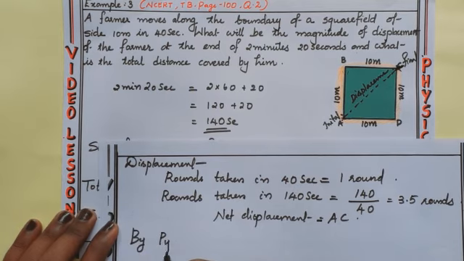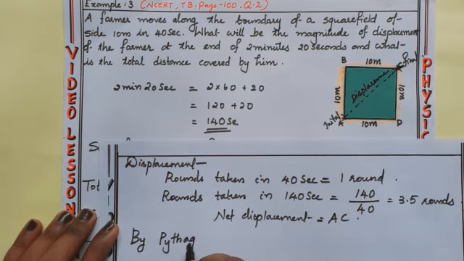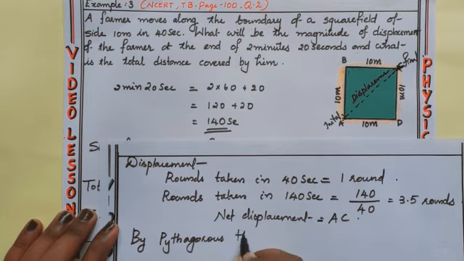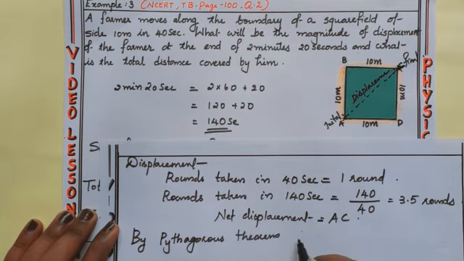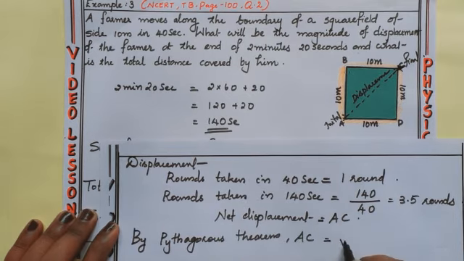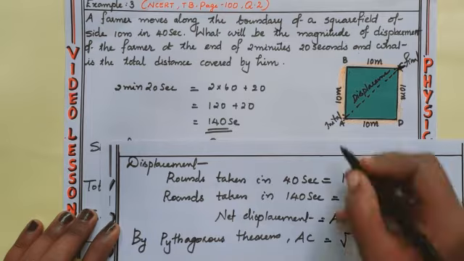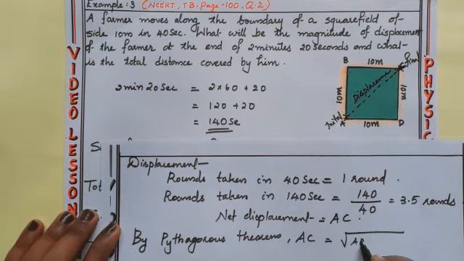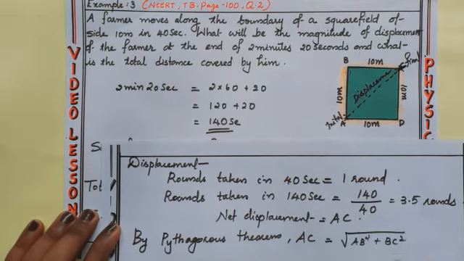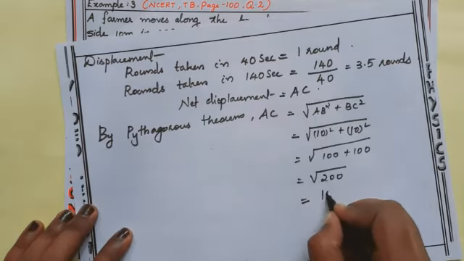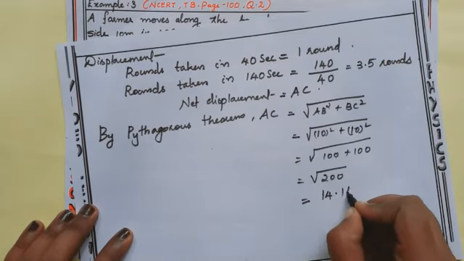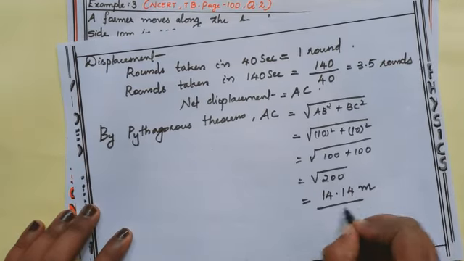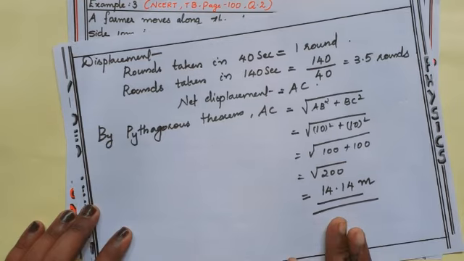So by Pythagoras theorem, AC is equal to root AB square plus BC square. So we get 14.14 meter. This is the displacement of the farmer.